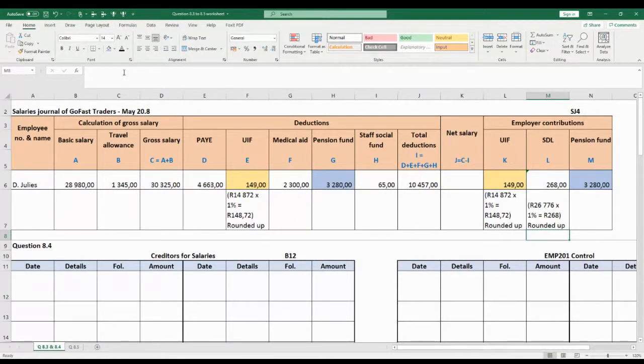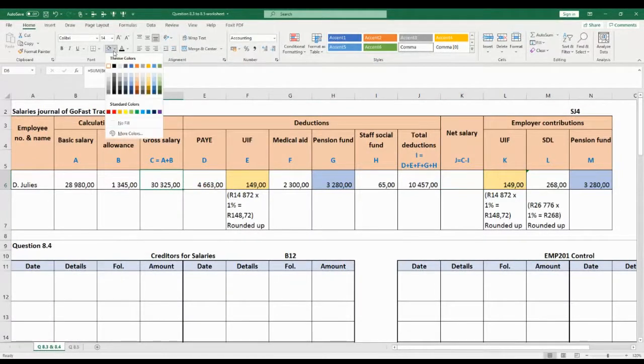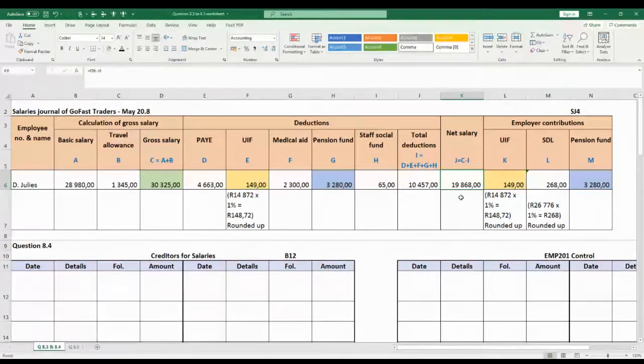Now the last thing that we have not done as yet is calculate the net salary. So that is this gross salary. Let's just make that green. So we take the gross salary, we deduct the total deductions, which will give us a net amount of 19,868. Okay, so now we've completed question 8.3. So that is what the salary journal looks like based on the information that we were given.